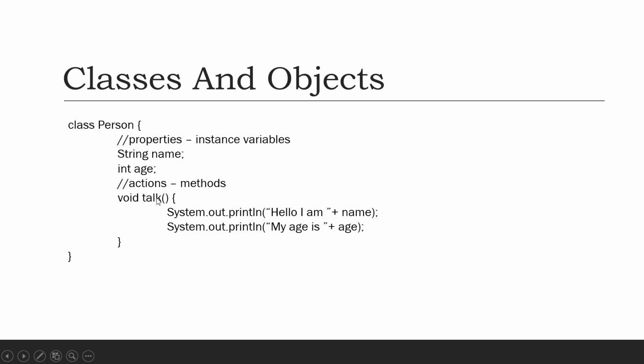Here void means it is not going to return anything, and after that we have given the name of the method, for example talk. We are not providing any argument inside these braces, meaning we could provide some values, which are called parameters, but since we are not providing anything, it is not going to accept anything from us. We are performing some operations inside the talk method, like printing a simple statement. Let's say we have given "Hello I am" concatenated with the instance variable we declared here, and similarly for the age, "my age is" something.